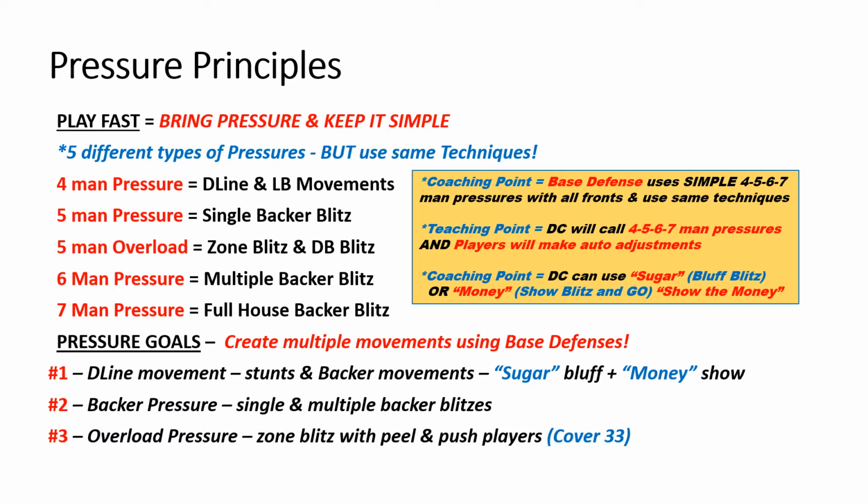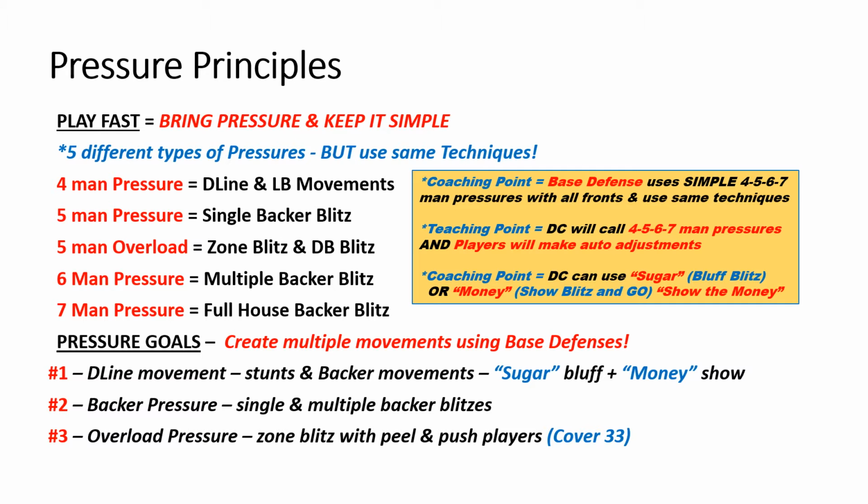4-man pressure is when we're just doing D-line and linebacker movement stunts. 5-man pressure is when we're going to bring just one backer and they simply just go through their gap typically. 5-man overload is a zone fire blitz concept where we actually can have the DBs blitzing also, but we're still going to only bring 5. 6-man pressures are multiple backers, and then we can do a 7-man where we go full house, but we have a peel technique involved with that also.